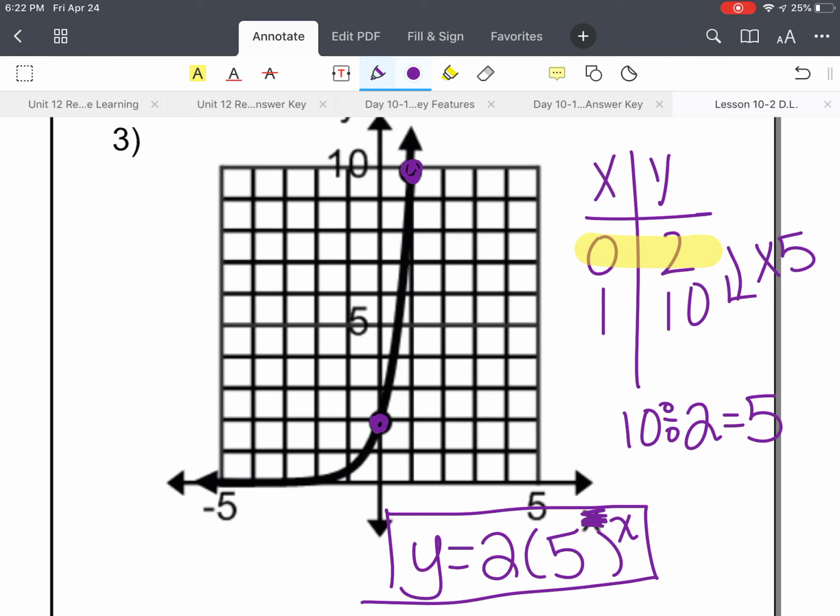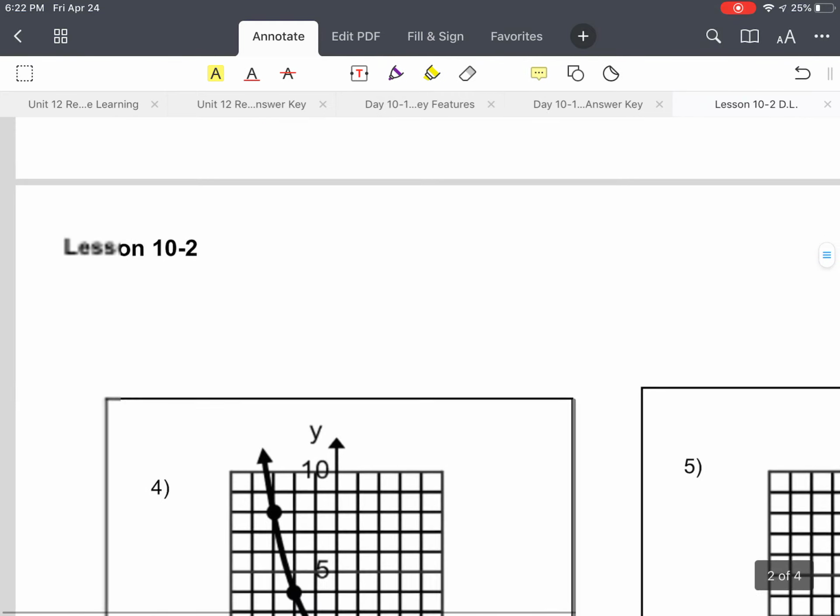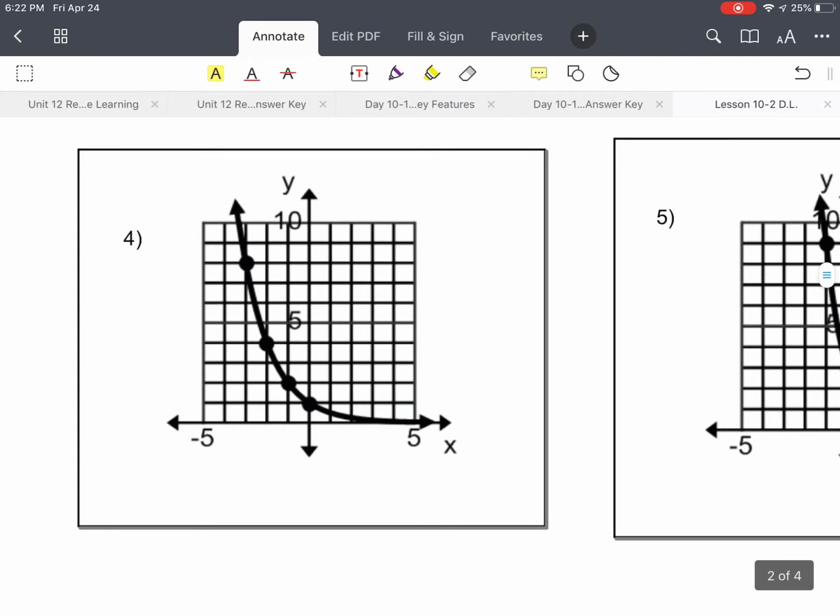Don't be confused by that x. It's part of the picture. Okay. And just as a little review, this is a growth because our multiplying factor is bigger than 1. Okay. Take a look at number 4.